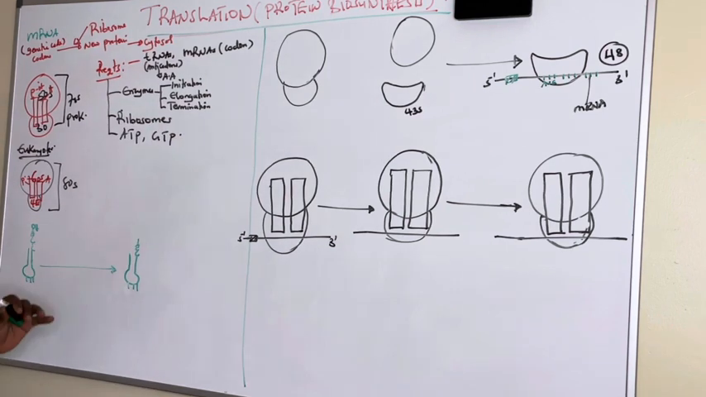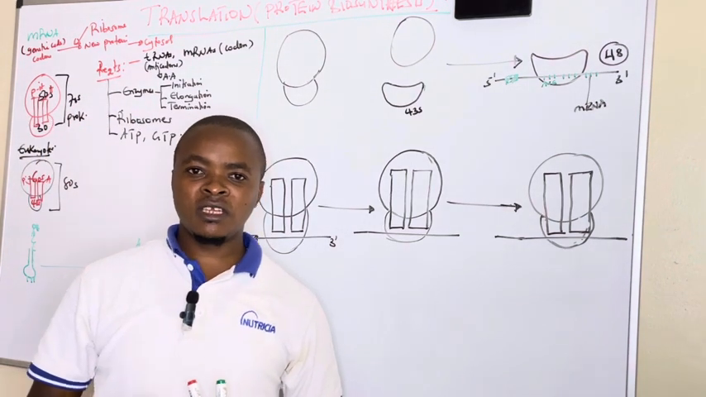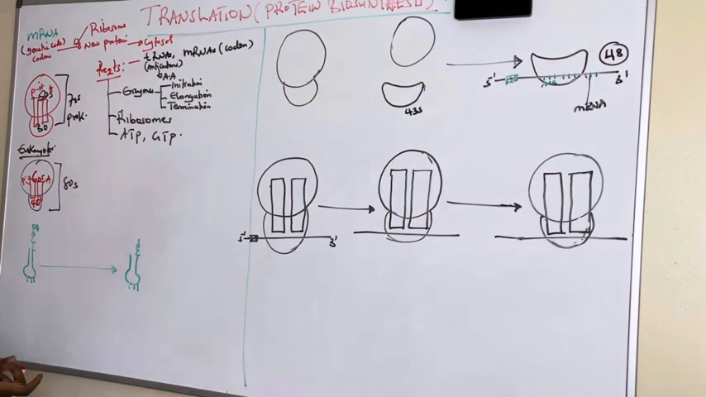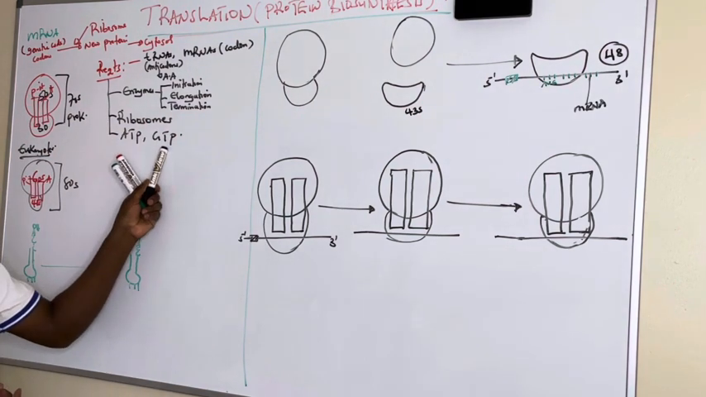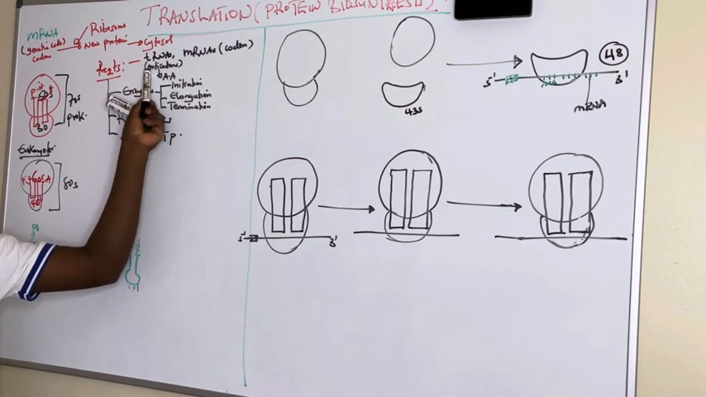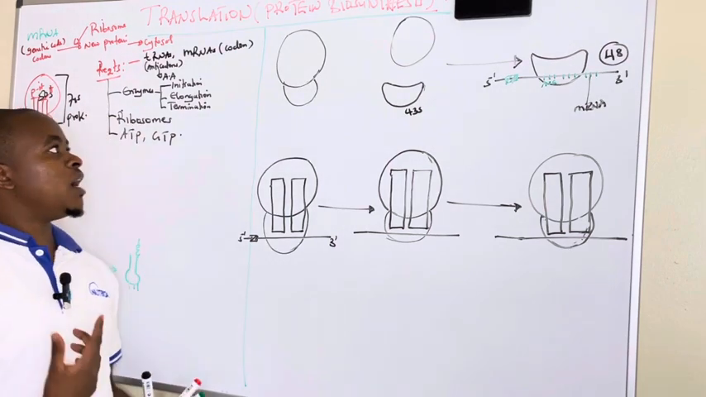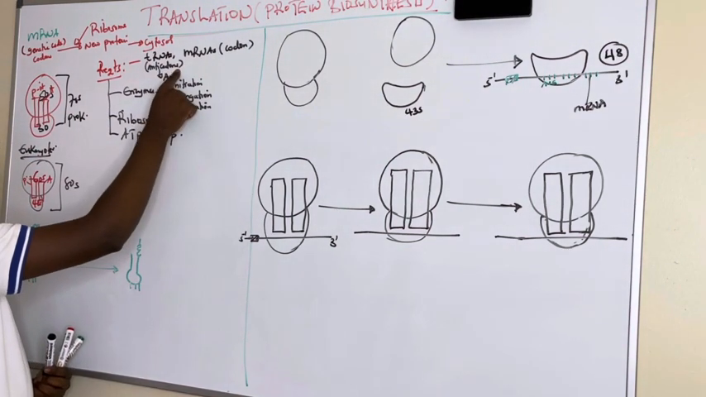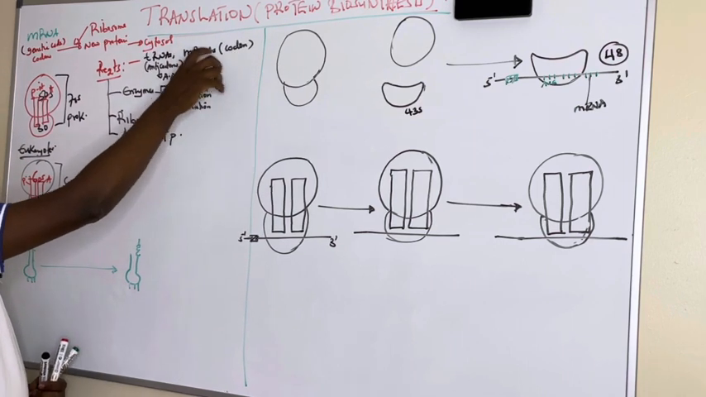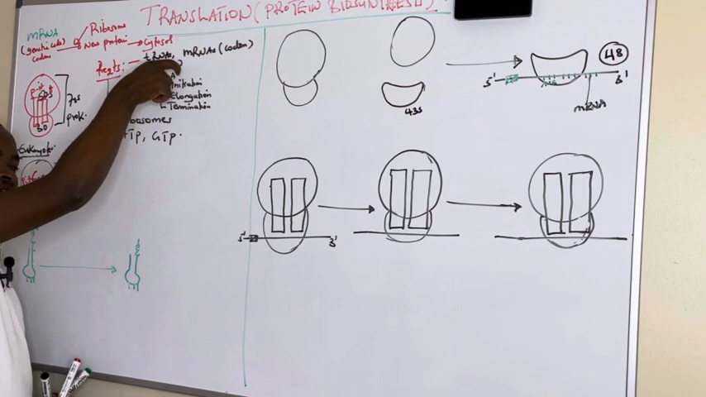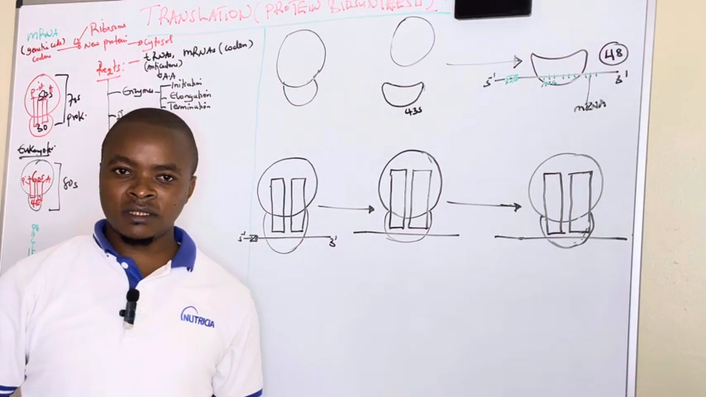So these are the requirements of translation, that whenever translation wants to occur, we need factors like enzymes, we need ribosomes in the cytosol, we need ATP and GTP as a source of energy, and we need transfer RNAs and messenger RNAs, whereby we have said the transfer RNA carries the anticodons, whereas the mRNA carries the codons, and it is the codon that specifies the amino acid to be added by the transfer RNA.